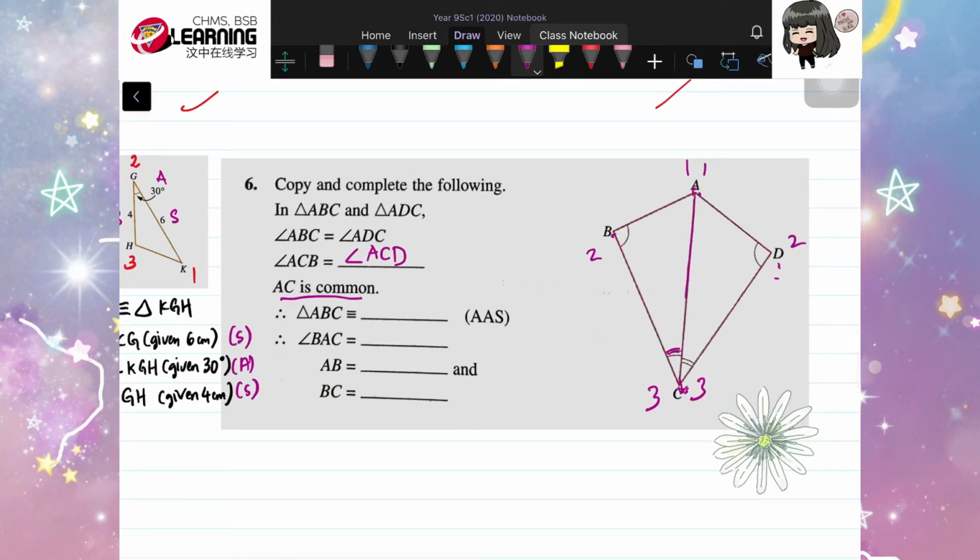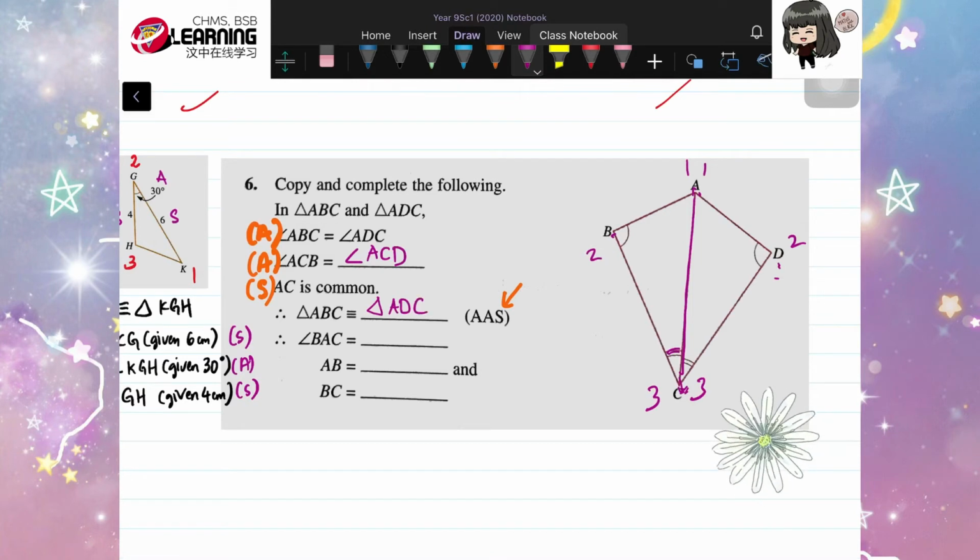AC is common. Common means they have a common side. You see, they share exactly the same side. So this one stands for the angle, this one stands for the angle, and this one stands for side because they have a common side. This is AAS. They already wrote down AAS. Therefore, triangle ABC is congruent to triangle ADC, because of this AAS.